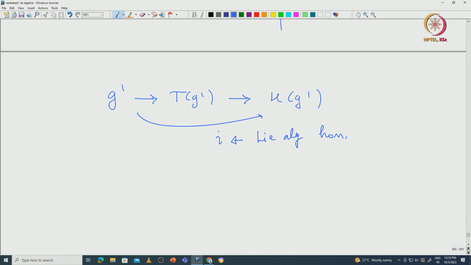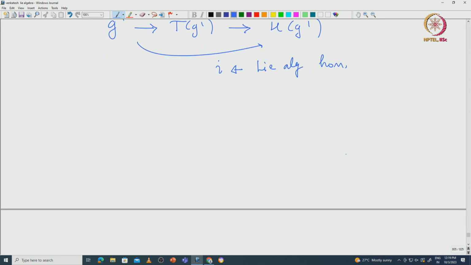So, now I will leave it to you to check. Here is an interesting exercise. This universal enveloping algebra is the biggest associative algebra that contains G dash as its Lie subalgebra. So, what I mean by that is, if you have G dash to some associative algebra A, some Lie algebra homomorphism.